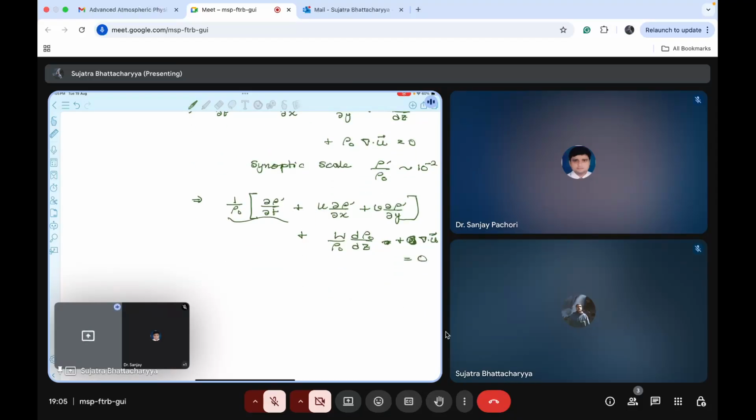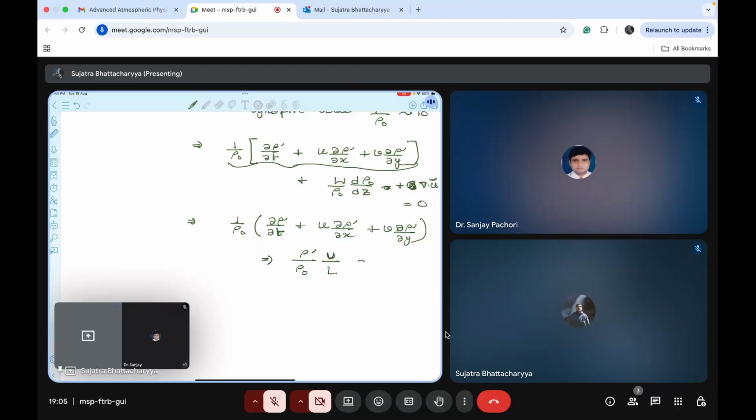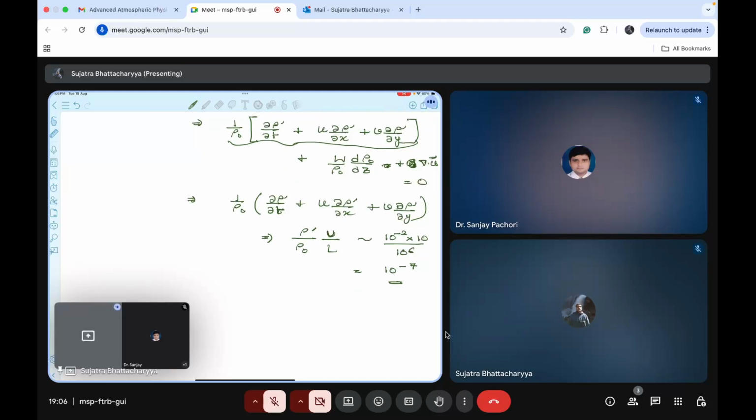Fine. Okay. Let's see the first term, the entire bracketed term. Let's see what is its scale. 1 by rho naught delta rho dash by delta t plus u delta rho dash by delta x plus v delta rho dash by delta y. So this is rho dash everywhere. It is rho dash divided by rho naught, and there is also a u by L. For this, it will be rho dash by rho naught by t, and t can be written as u by L, just like the other one. So finally, this is equal to 10 to the power minus 2 into 10 divided by 10 to the power 6, which gives you 10 to the power minus 7. Okay, so the first bracketed term has scale value 10 to the power minus 7.